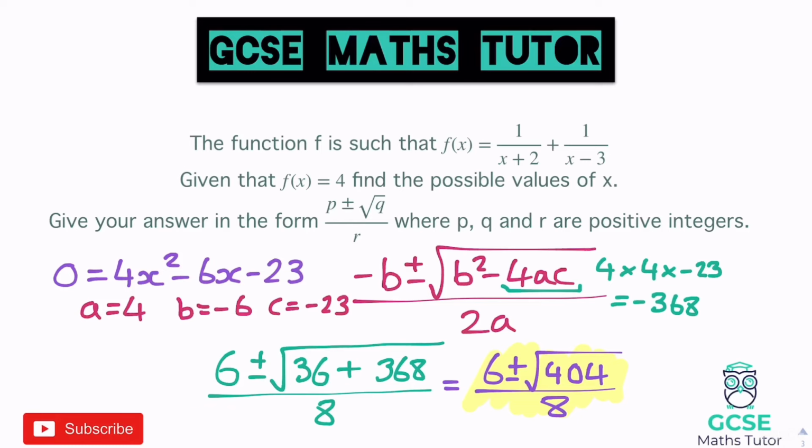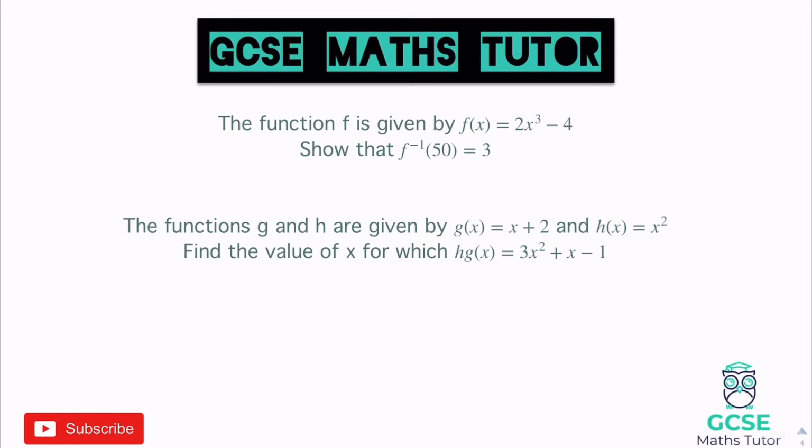But there we go, that is that question, and we're going to move on to our next one. Here it is. This question is split into two parts, so we're going to focus on the first part to start with. It says the function f is given by f of x is 2x cubed minus 4, and it wants us to show that the inverse function of f when we sub in 50 is equal to 3.